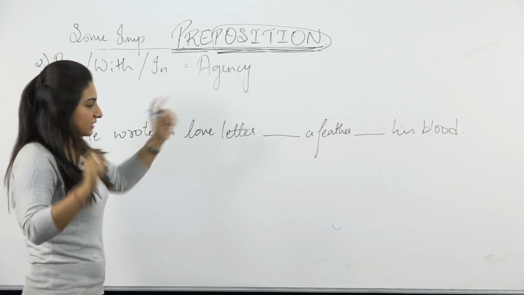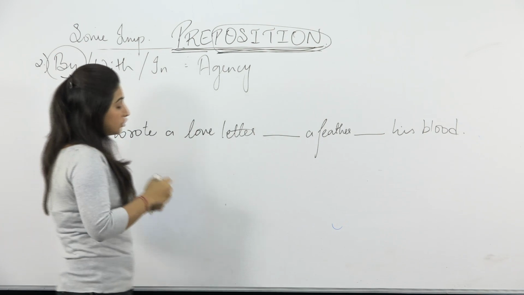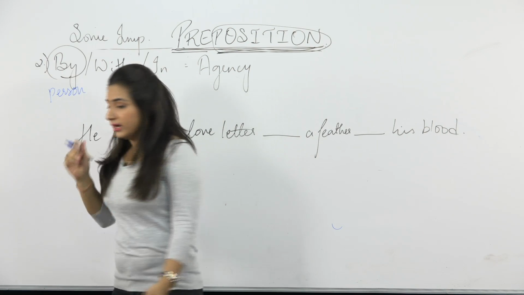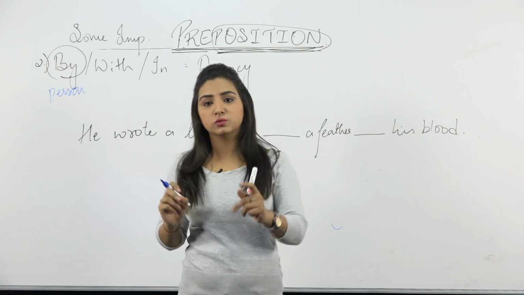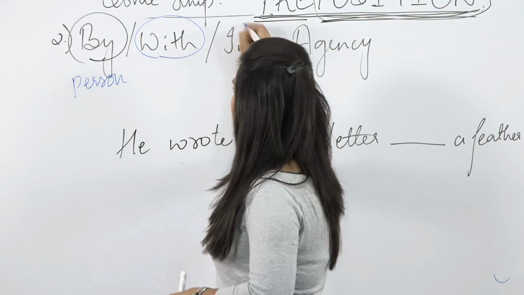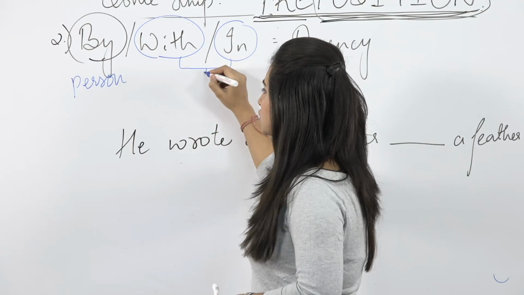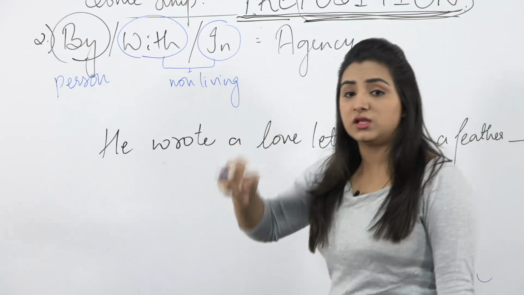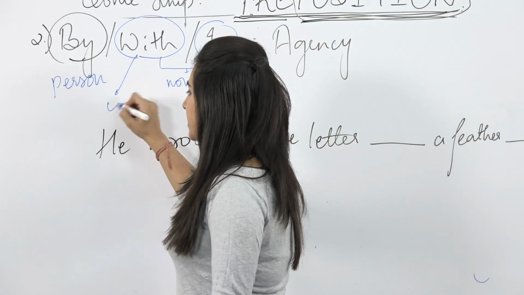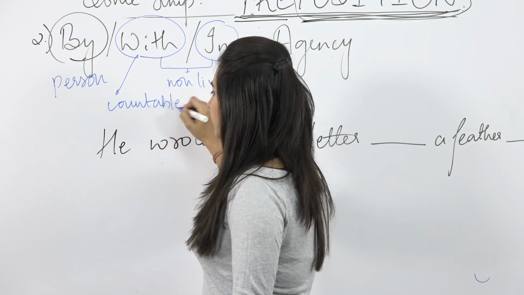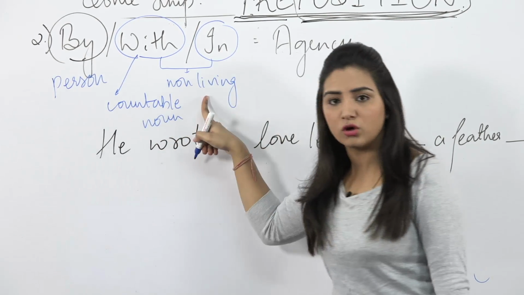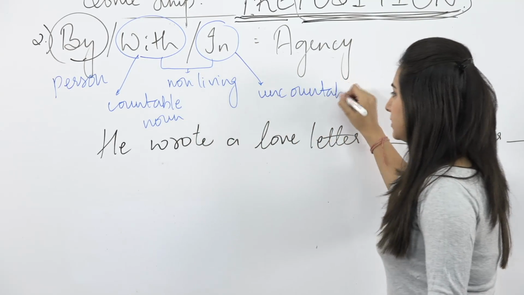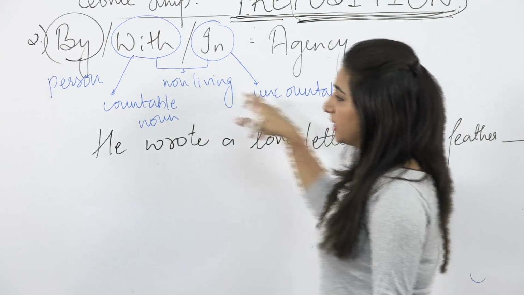बताइए. Now I'll tell you the rule behind it. By is used for a person, right? When a work is performed by a person, we use the word by. If we are using with and in, both of them are used with what? Non-living things, right? Now, where is with used and where is in used? With is used when we have countable noun, but it should be non-living, fine. And in is used with uncountable noun. And it should be non-living as well.